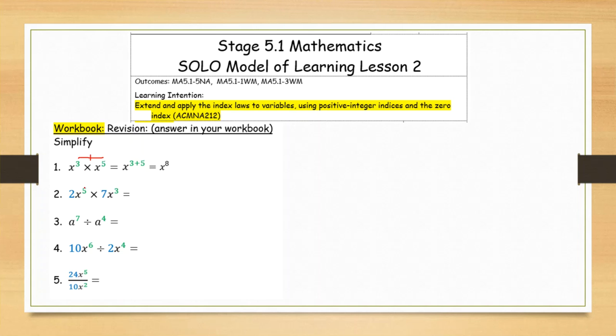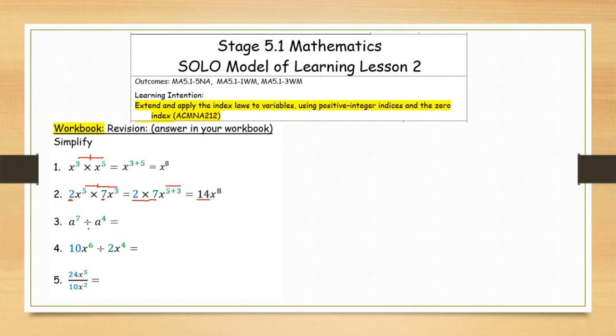Question 2, we add the green numbers, so the 5 and the 3. But we also need to deal with the blue numbers. So the coefficients, these blue numbers are called coefficients, we need to multiply. 2 7s, 14, and we add the indices. 5 plus 3 is 8. Just the same as 3 plus 5 was 8. So these are the rules for multiplying.